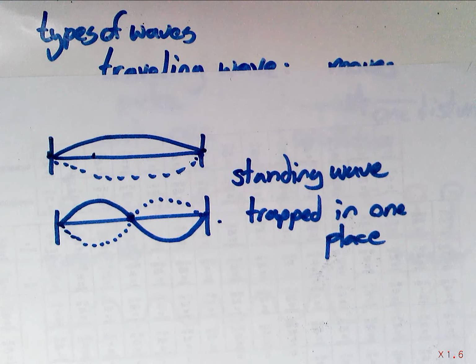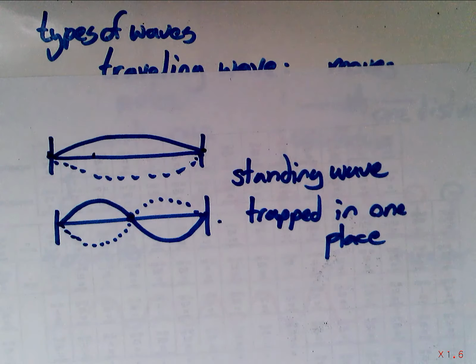So four types of waves. You can have pulse waves, or you can have continuous waves. You can have traveling waves, or you can have standing waves. And we're going to talk some more about that in the rest of the lesson.